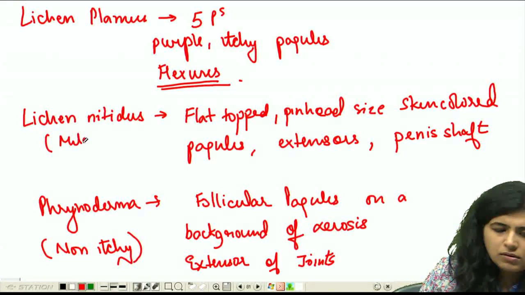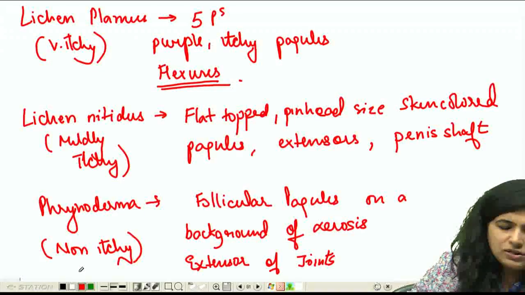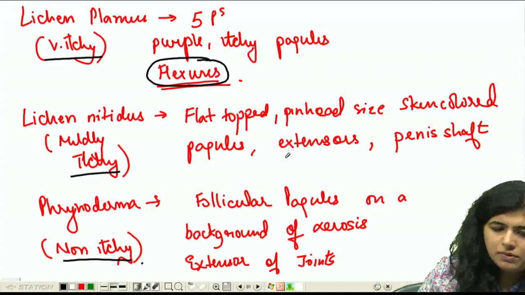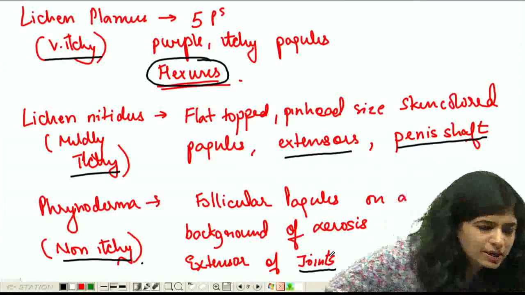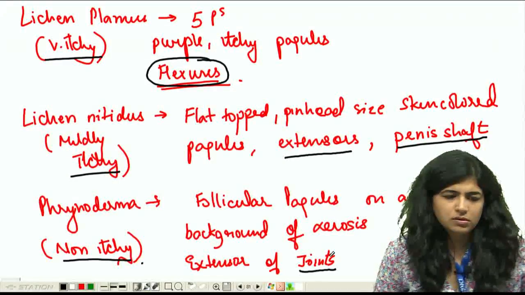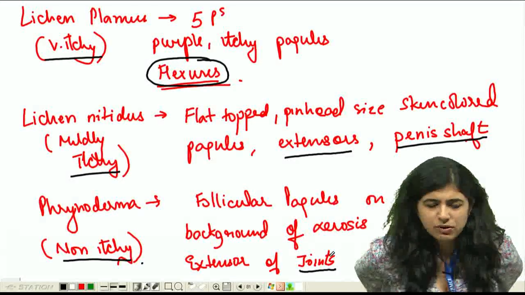this will be mildly itchy, this will be very itchy. Clear? Very itchy, mildly itchy, non-itchy, flexure, extensors, and this is only around the joint extensor. So clear to everyone? Good enough? Now, scabies, I'm not discussing scabies, we've already done it.